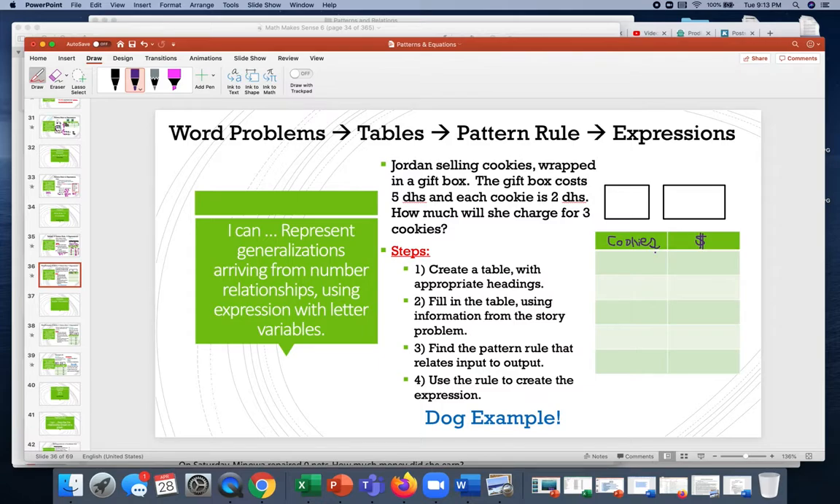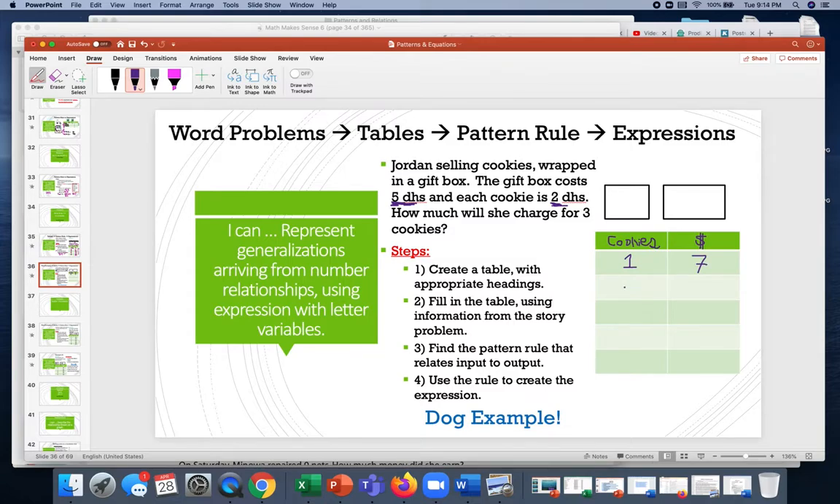All right, so if Jordan only sells 1 cookie, how much would she charge? Well, she has to charge for this box because this box is always going to be there, okay? Then she also has to charge for the fact that she has 1 cookie, okay? So this is going to be $7.